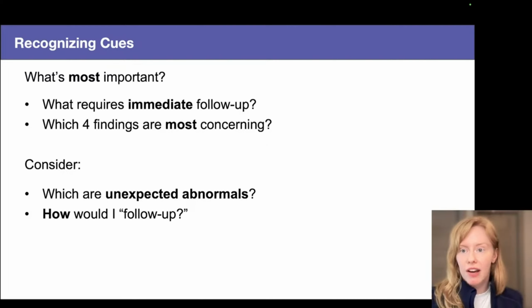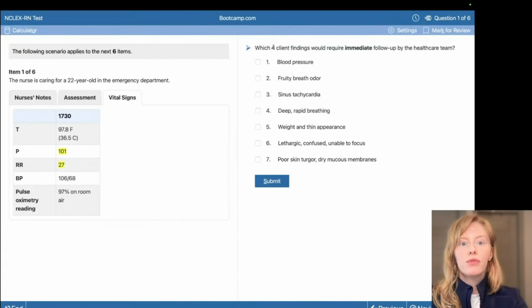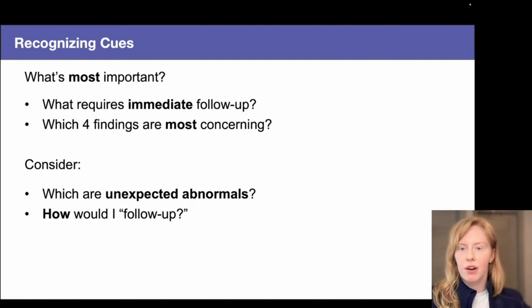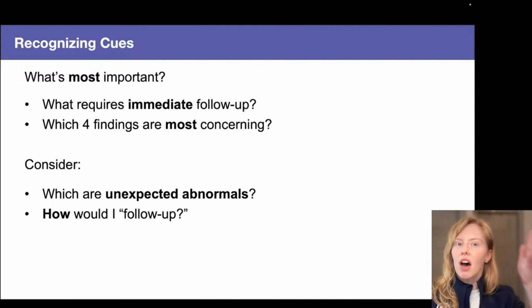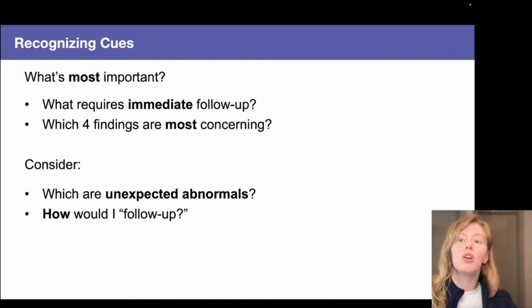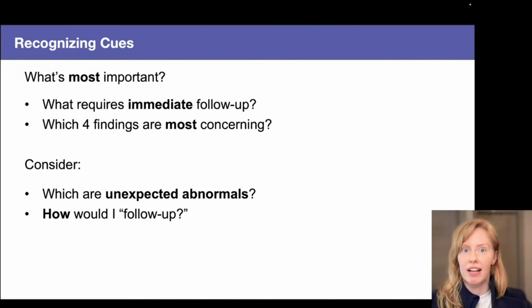NCLEX might specify how many things. Like in this item, we're being asked which four client findings would require immediate follow-up by the healthcare team. So keep in mind, we're always going to have a ton of things that are notable about our patient. We're going to have some pertinent positives, pertinent negatives, things that are missing that should be present, but not all of them are unexpected. And so you're going to have a lot of abnormal findings. Some of them are expected, some of them are unexpected. So we're looking for unexpected abnormals, and specifically abnormal findings that we could follow up on, that I could actually address and do something about.